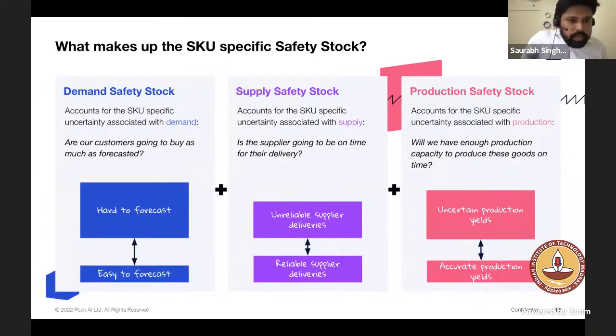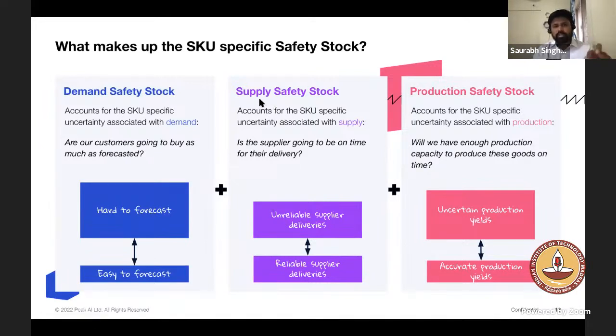Talking about the demand side safety stock, it accounts for uncertainty associated with the demand. For example, if the demand is very hard to forecast, then that means you have to keep more safety stock. If your demand is very predictable and accurate, you can get away with keeping a smaller safety stock. So this is the factor that affects how much safety stock you need to keep.